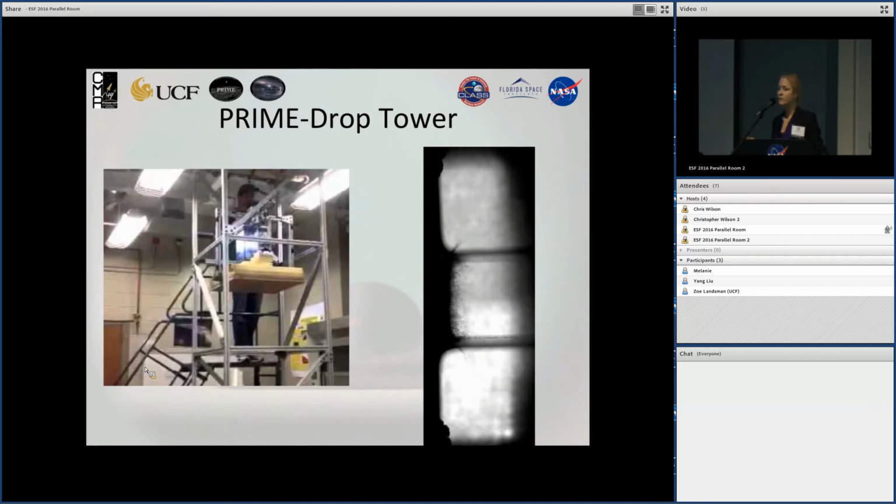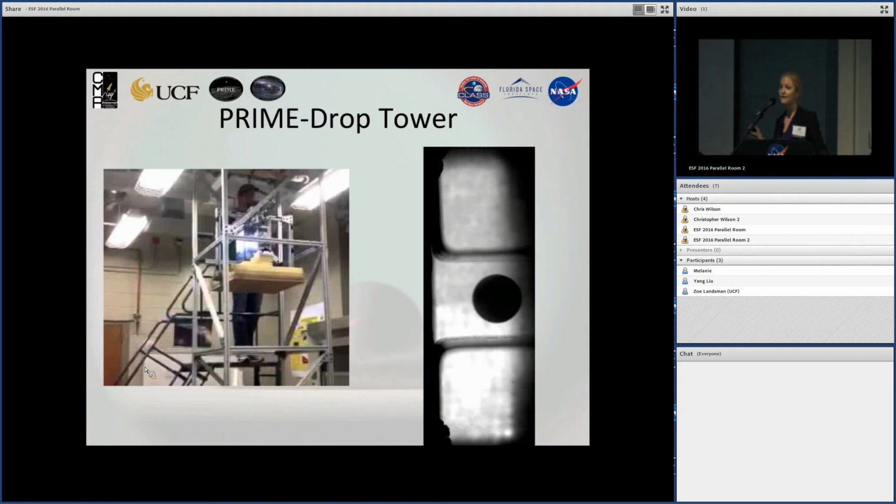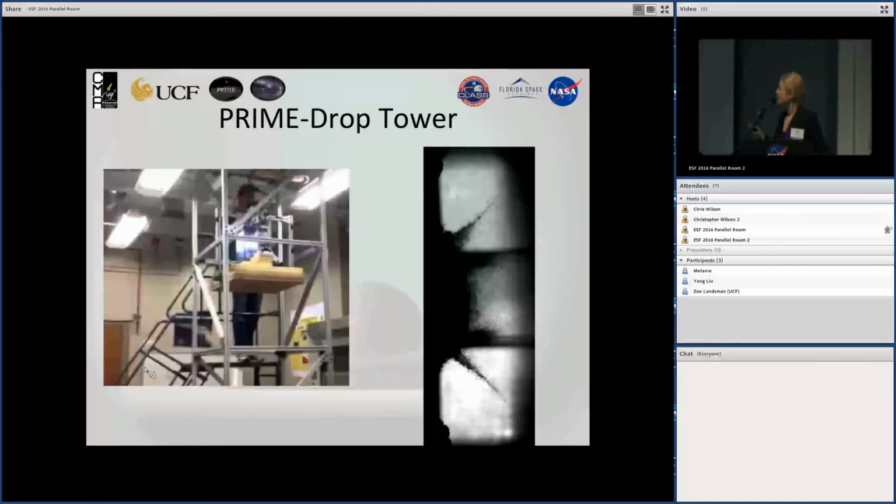So we also perform actually this prime experiment in our very own drop tower in the lab. This drop tower is basically a tower up to the ceiling, and we drop experiments for 0.7 seconds. You get time to just shoot one thing at another. So that's what we do here.